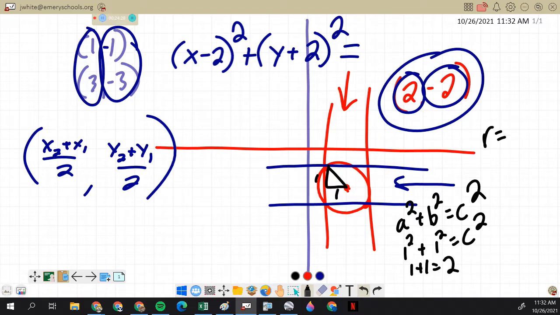So what's the radius? The square root of 2. So what number do I stick there? The square root of 2 squared, because this is always r squared. So the answer for that is 2. Now that problem was a little overly simplified, so we need to do another one.